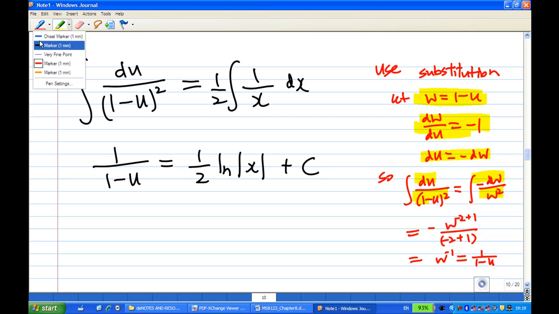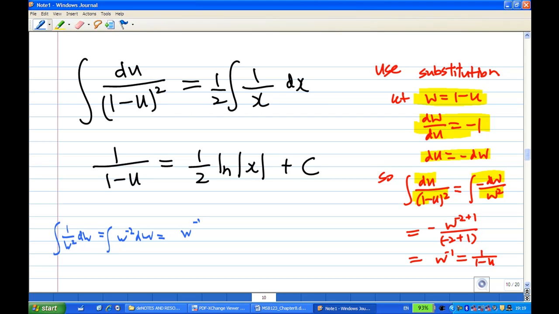Now remember, the integral of 1 over w squared dw is w to the power minus 2 dw, which is w to the power minus 2 plus 1 over minus 2 plus 1. So it's minus w to the power minus 1, which is minus 1 over w. Making use of this, we know how to integrate minus dw over w squared: it is the negative of this, so you get w to the power minus 1, which is 1 over w. But w is 1 minus u, so this is actually 1 over 1 minus u.